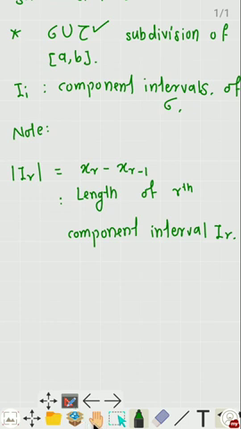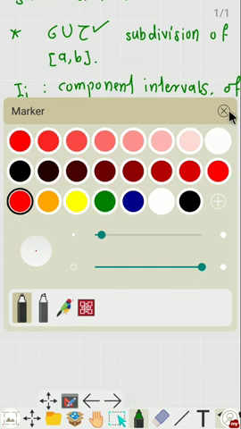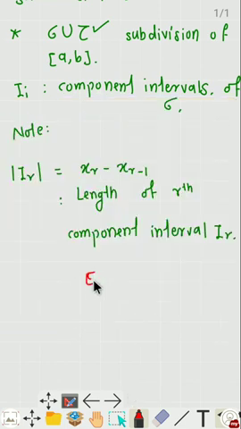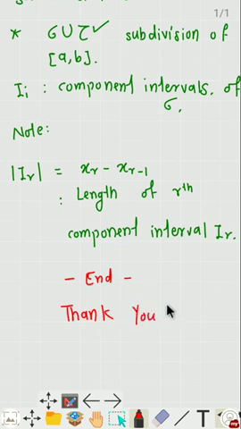Now in this lecture we studied the least upper bound and greatest lower bound of a function, and we defined what is meant by a subdivision of a given closed interval a comma b, and what is meant by a refinement. So today we stop here. This is the end of our lecture, and thank you.